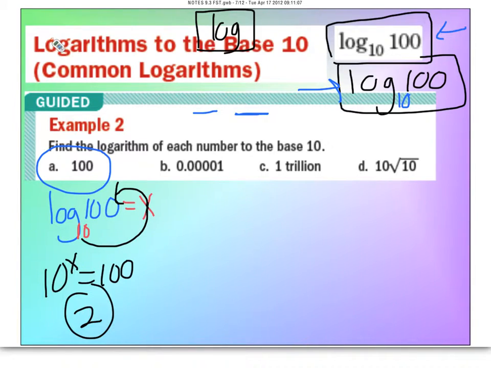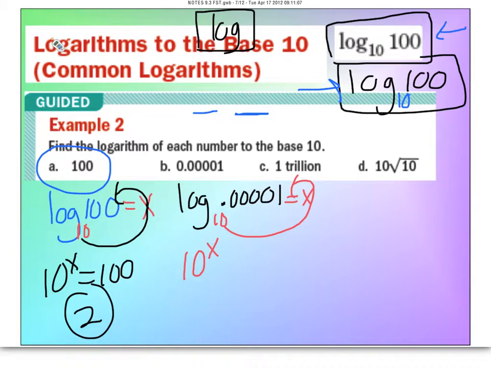Let's look at letter B. Letter B, they want you to find log base 10. Again, they're not going to put that. And we say this, not tenths, hundredths, thousandths, ten thousandths. This is going to be 100 thousandths. Is what? So again, you might want to put the little 10 in there to help you see it better. And if you rewrite it, it's going to be 10 to some power equals 0.00001. Well, this side has to be a 10.